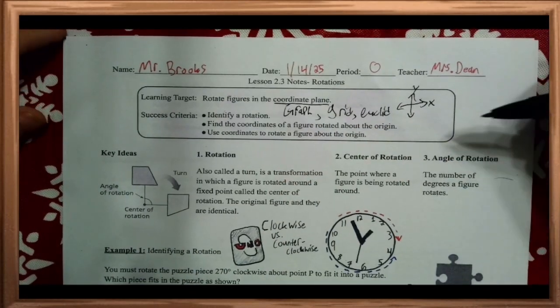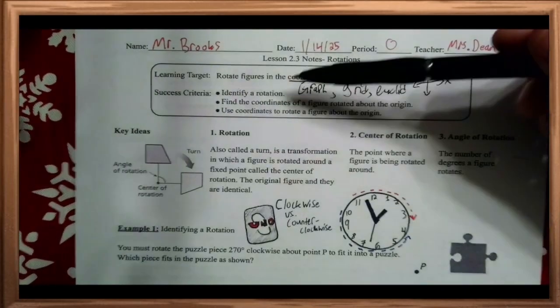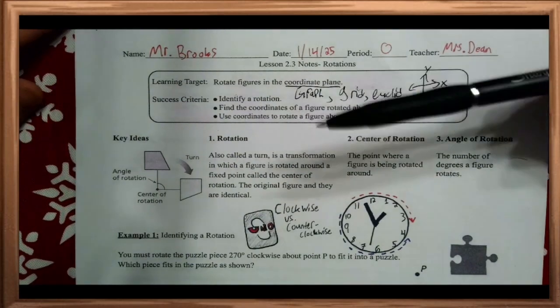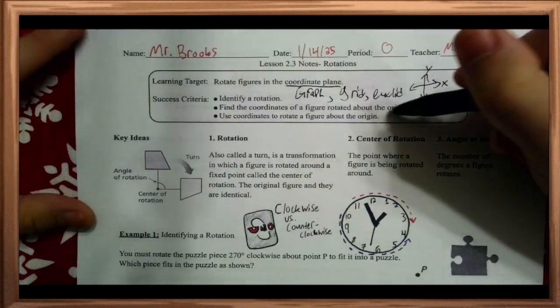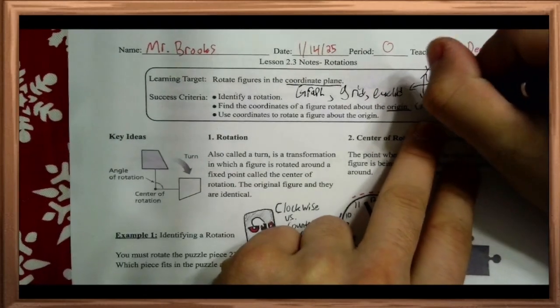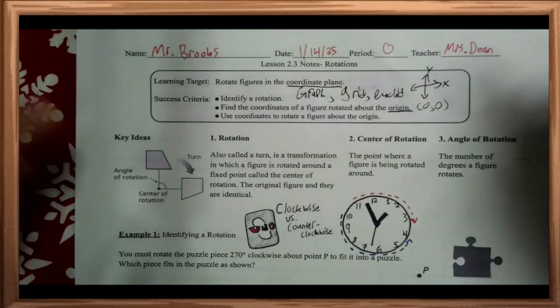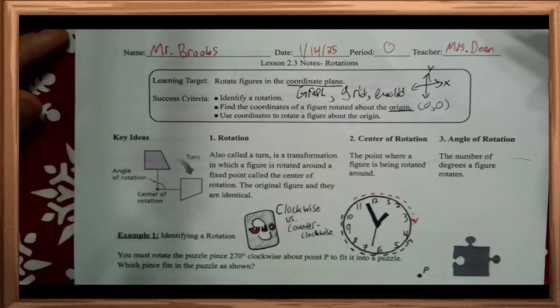In order for you to be successful with this lesson, I need you to be able to identify that a rotation is happening, then be able to find the coordinates of a figure that's been rotated around the origin. Remember, the origin is the point (0, 0). And then finally, use those coordinates to rotate a figure about the origin.